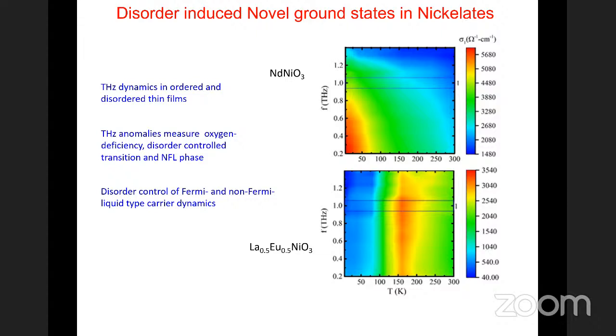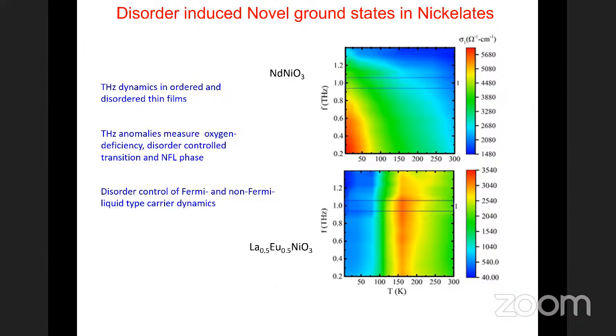So in the first one, NdNiO3, what we see is that the peak is at the lowest possible frequency, but this spectral weight shifts to higher energy when we go from NdNiO3 to a system which, as per tolerance factor, is the same, but it has two cations with very large difference in their sizes.